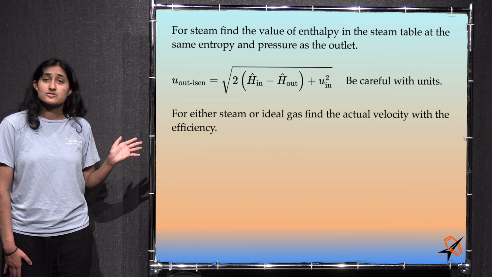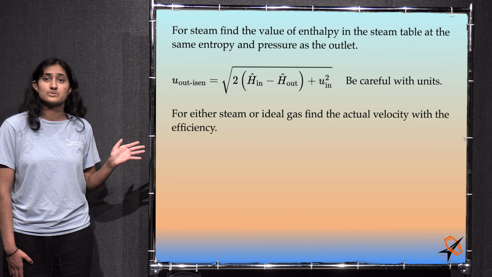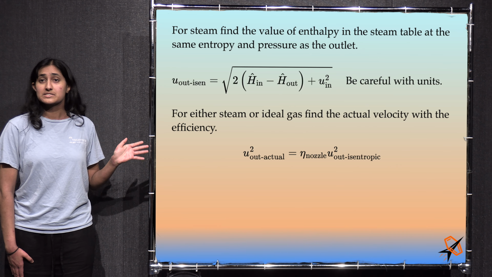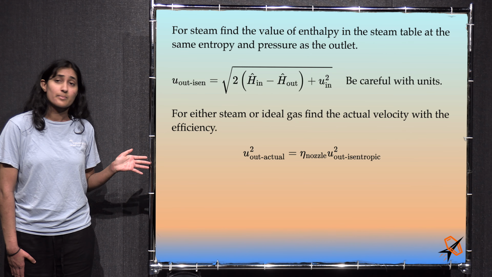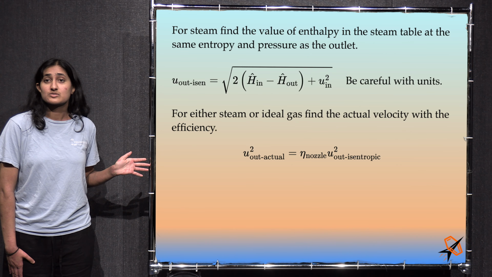Then, once we've found the isentropic velocity, we have to find the actual velocity with the efficiency. So the actual velocity squared is going to be the efficiency times the isentropic velocity squared. Don't forget to take the square root at the end.